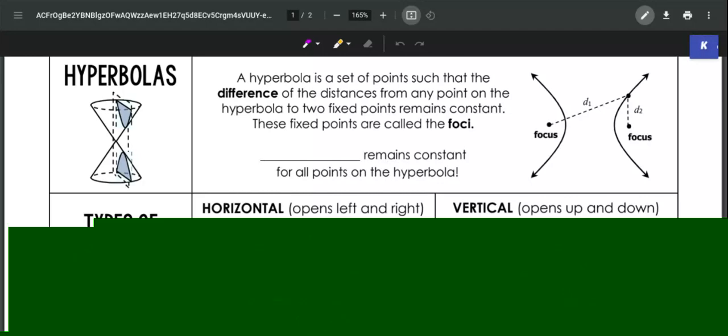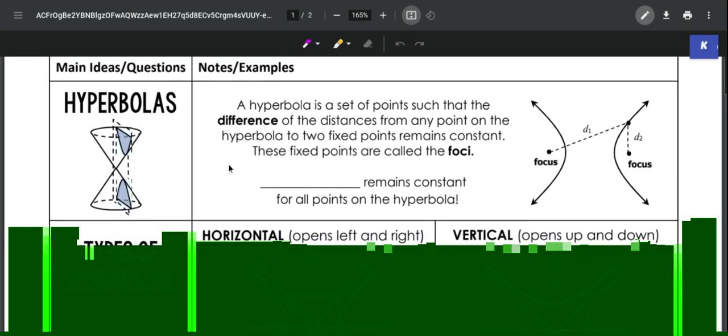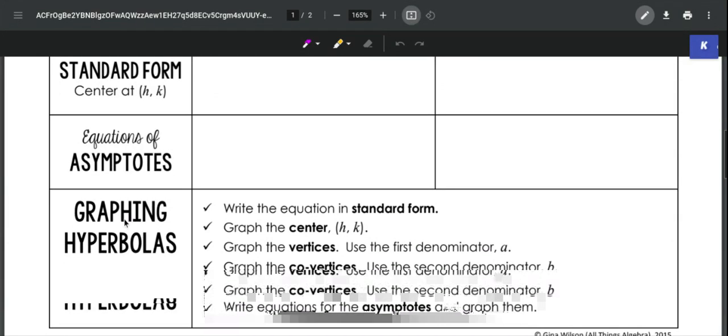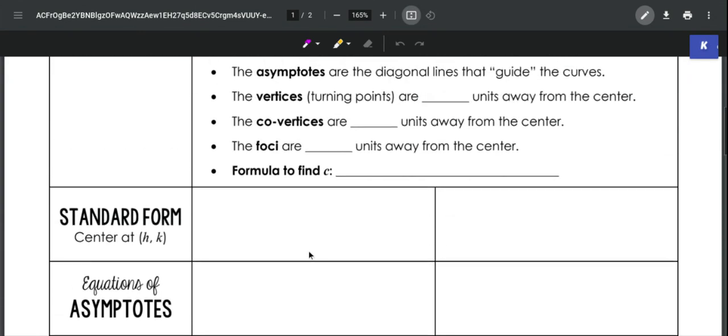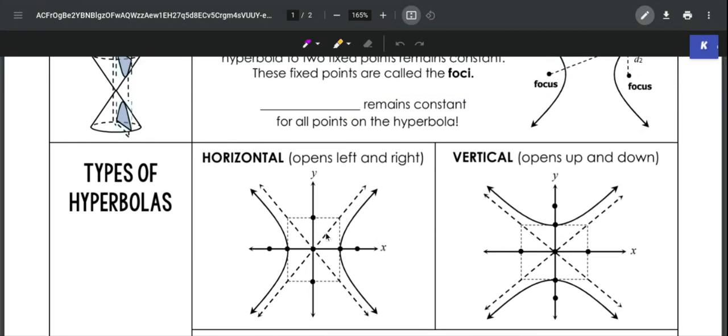9.3, I think this is. Yeah, this is 9.3a. And 9.3 is all about hyperbolas. And this first part will just be the general information. And then I'll probably make another video for the graphing. So A part will be graphing. And then when we get to the B section, that will be the actual equations, or like writing the equations.